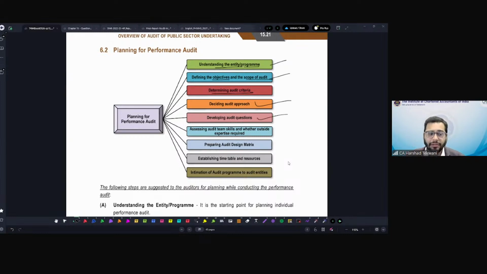Developing audit questionnaires. Then comes the next step, that you perform the audit. Assessing the teams, preparing the audit plan, that is the design matrix, what you will do, everything. Timetable, nature, timing, and extent of the audit. And then you implement the program by intimating the entities. That is the entry conference that we are talking about over here. That intimation of the audit program to the audit entities that we saw, the entry conference. This is how you perform the audit. This is how the planning is done for the performance audit. And the rest of the audit that we have seen.